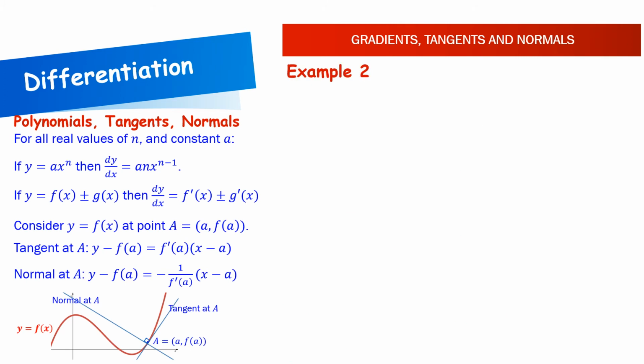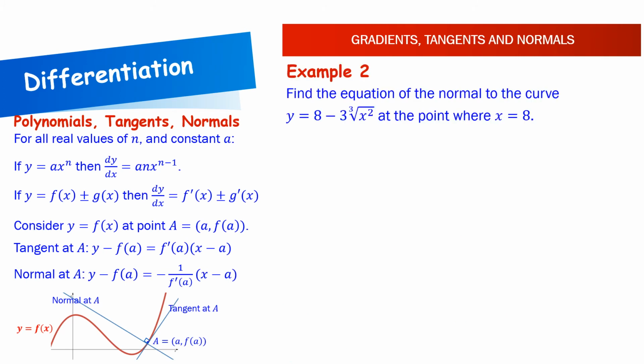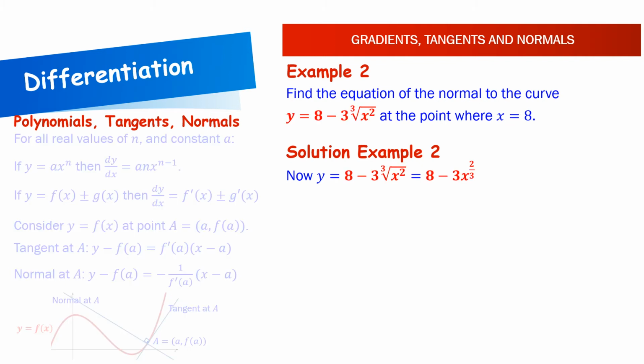Now let's take a look at another example. Find the equation of the normal to the curve y equals 8 minus 3 cube root of x squared at the point where x equals 8. So let's solve this. Rewriting y gives us that y equals 8 minus 3x to the power 2/3.